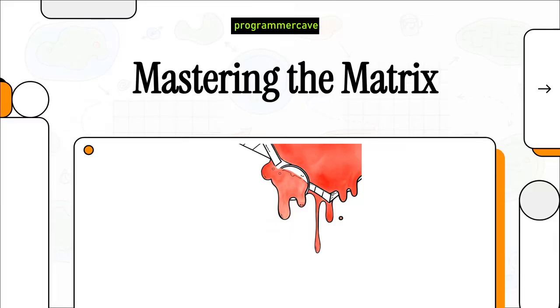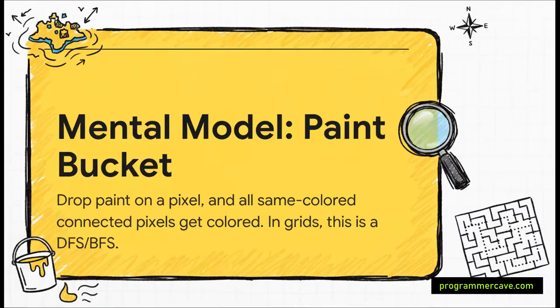Let's dive right in. So to really get this whole concept, you just need one super simple mental model. Think back to the paint bucket tool in any old school graphics program. You click on one pixel and whoosh, the color just floods out and fills up all the connected pixels that are the same color. And that's it. That's the core idea, the intuition behind what we're going to be doing. It's often called a flood fill algorithm for that exact reason.